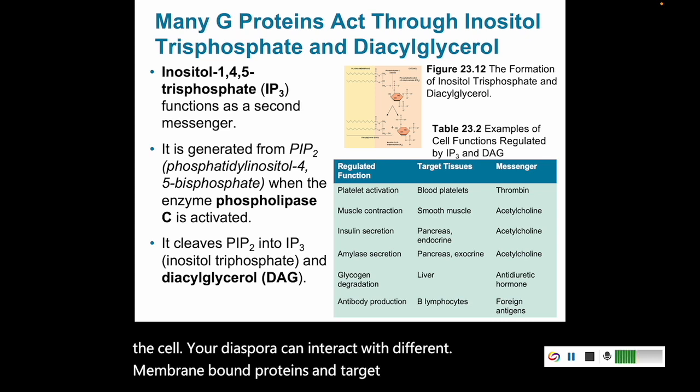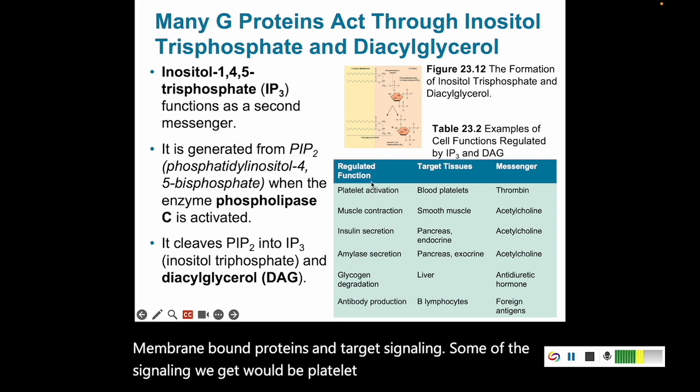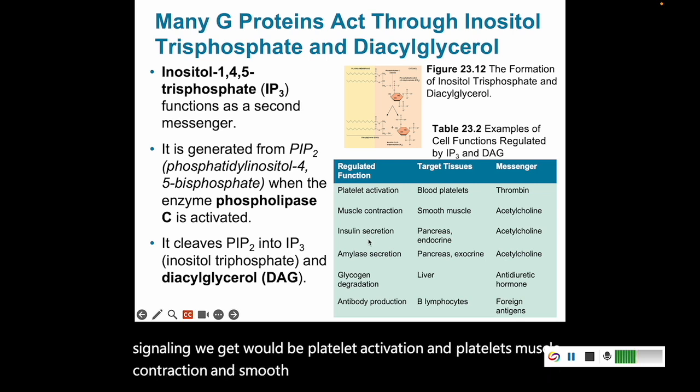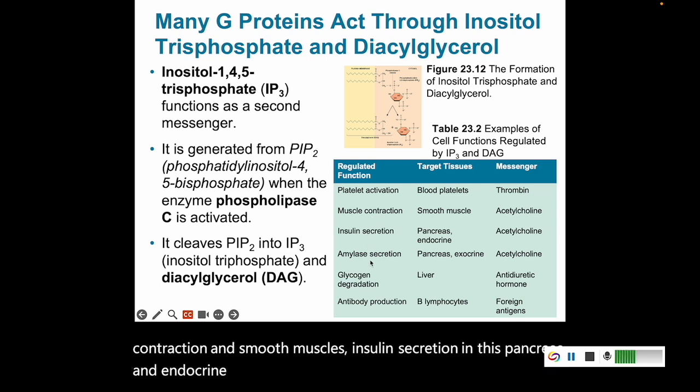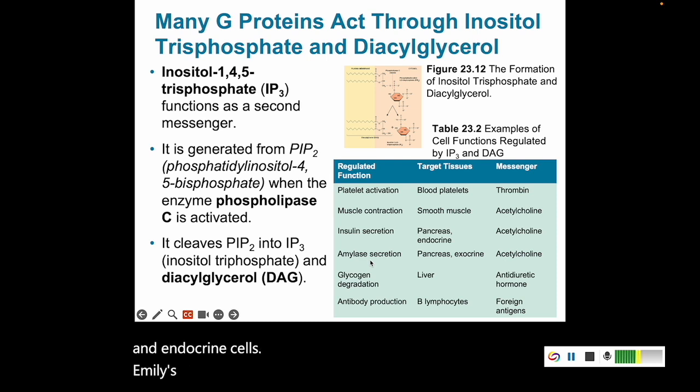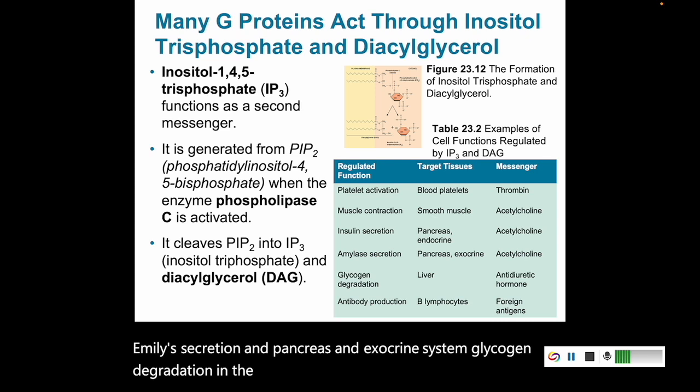Some of the signaling we get would be platelet activation in platelets, muscle contraction in smooth muscles, insulin secretion in the pancreas and endocrine cells, amylase secretion in pancreas and exocrine system, glycogen degradation in the liver, and antibody production in B lymphocytes.